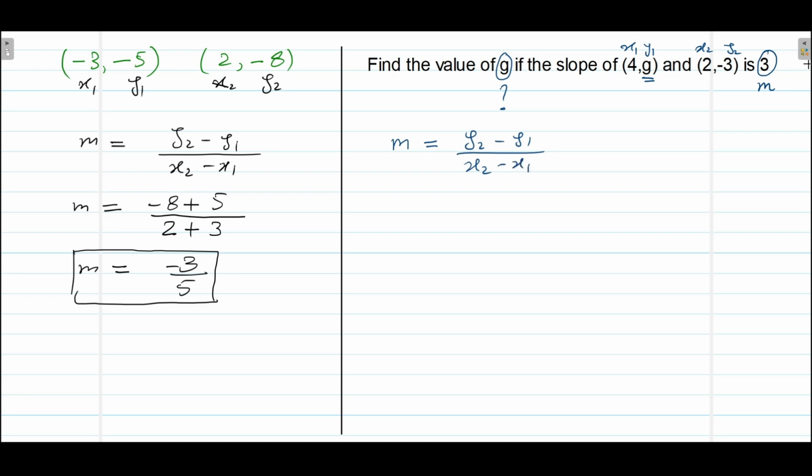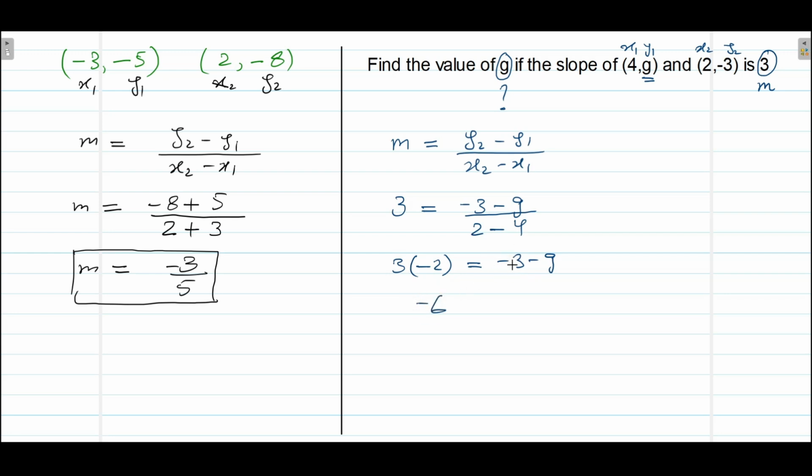So you'll just apply the formula m is equal to y2 minus y1 over x2 minus x1. So the value of m is 3, which is equal to the value of y2, negative 3, minus the value of y1, which is g, over the value of x2, which is 2, minus the value of x1, which is 4. Now we just have to simplify this. So 2 minus 4 is negative 2, when taken on the left hand side, it will be 3 times negative 2 is equal to minus 3 minus g. 3 times negative 2 will give you negative 6.